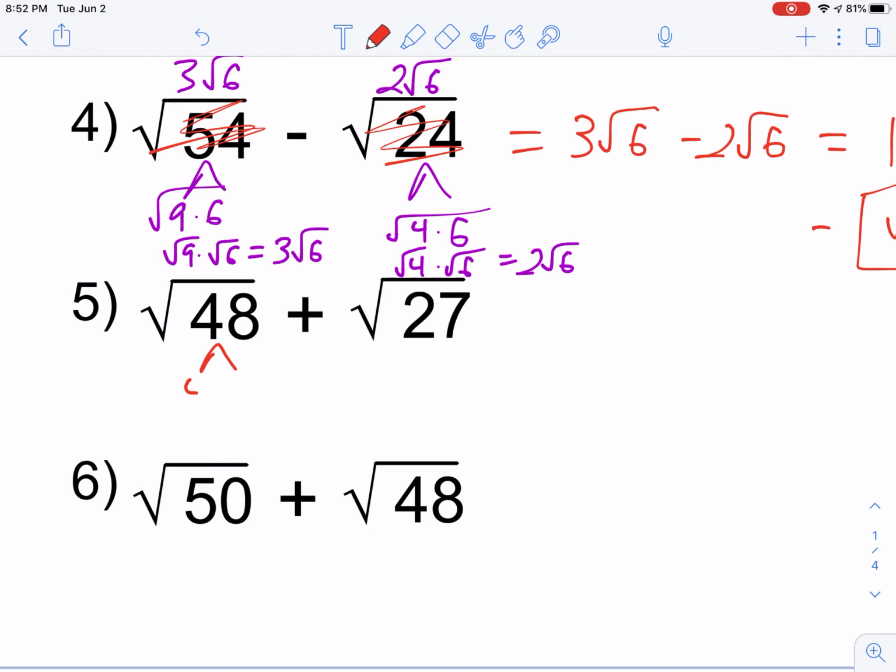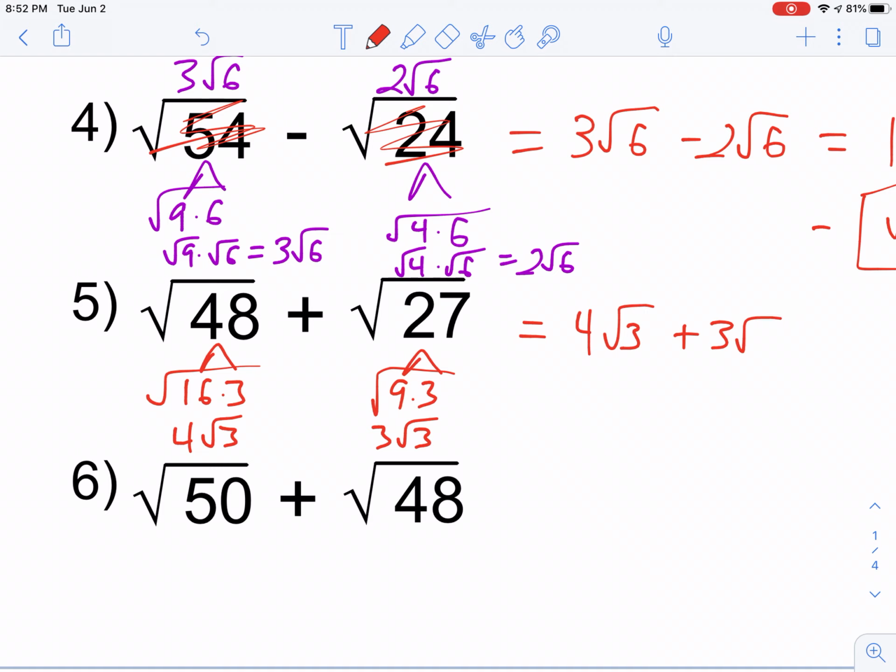48 is 16 times 3. Right? Square root of 16 is 4. Square root of 3 is square root of 3. 27 is 9 times 3. Right? Square root of 9 is 3. Square root of 3 you can't do, so you leave it like that. So this becomes 4 root 3 plus 3 root 3. Now you could add them. Now they are like terms. So you get 7 root 3 as your answer.